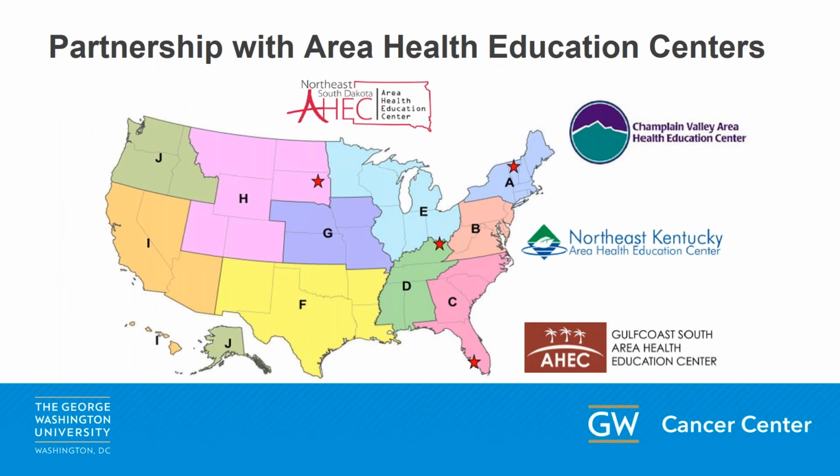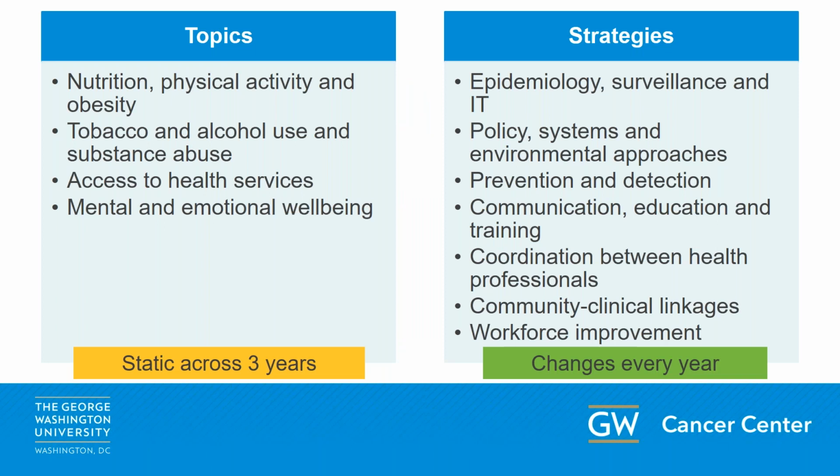So we chose 4 area health education centers through a competitive application process to host these roundtables. And this map shows the location of the 4 roundtables in South Dakota, Vermont, Kentucky, and Florida. Each community roundtable was organized to convene once a year between 2015 and 2017 in person. And we also organized a 6-month follow-up call each year so that they can get together and discuss progress and any barriers and troubleshoot.